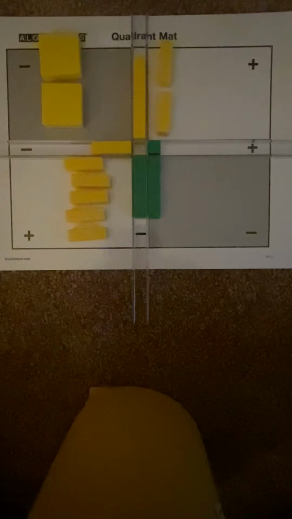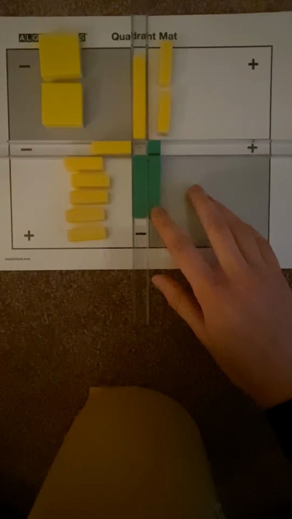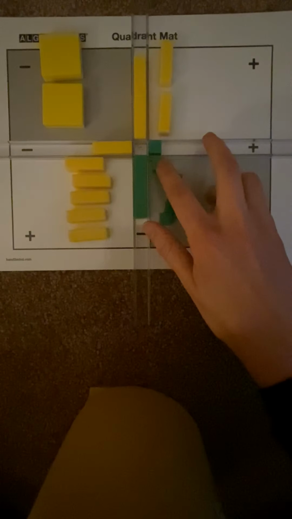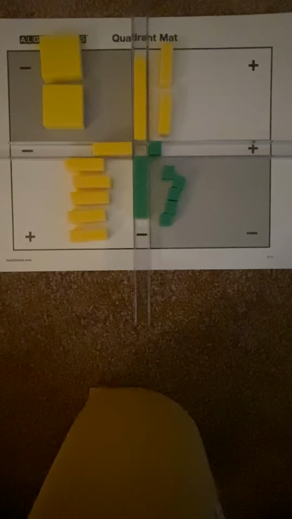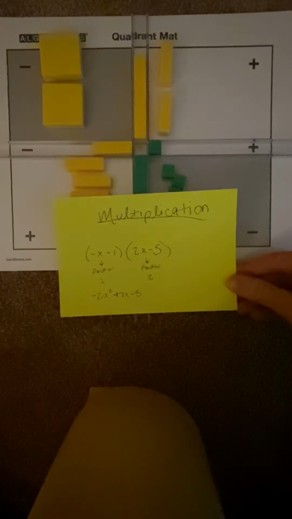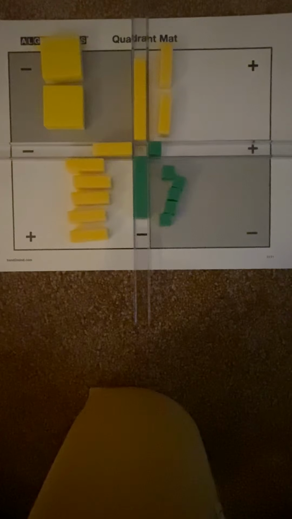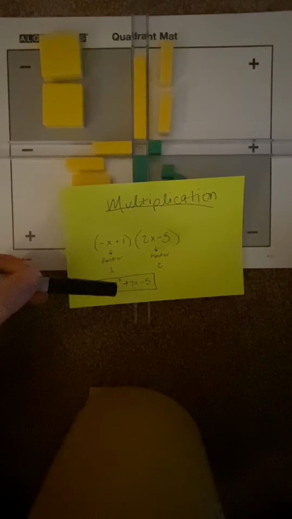All right, so now we just have to look at our last quadrant, and we have 1, 2, 3, 4, 5. So we have just negative 5. No x attached. They're just singles. So negative 5. All right. So working with the algebra blocks, we got our answer, which is negative 2x squared plus 7x minus 5.